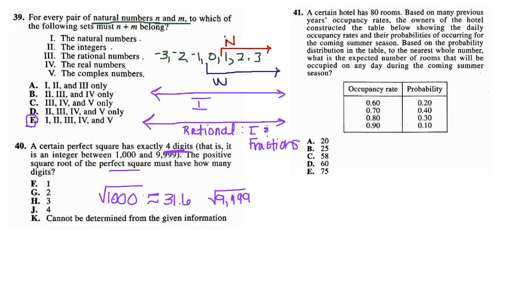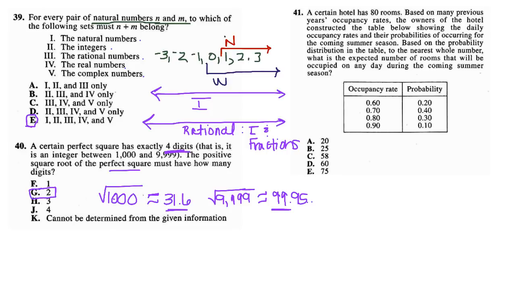And if you take the square root of 999, that's going to be roughly 99.95 and so on. So notice that in between there, the lowest end is 2 digits and the highest end is 2 digits. So it makes sense that G is going to be the correct answer there.